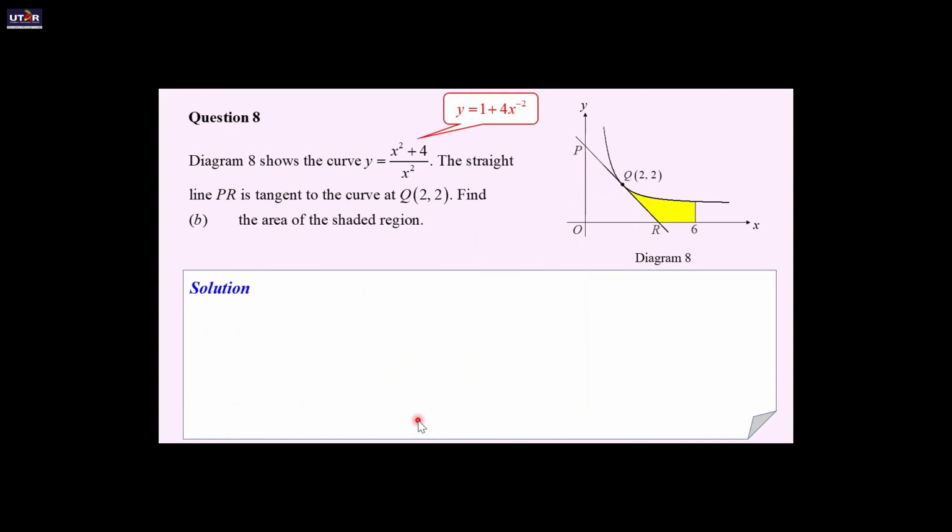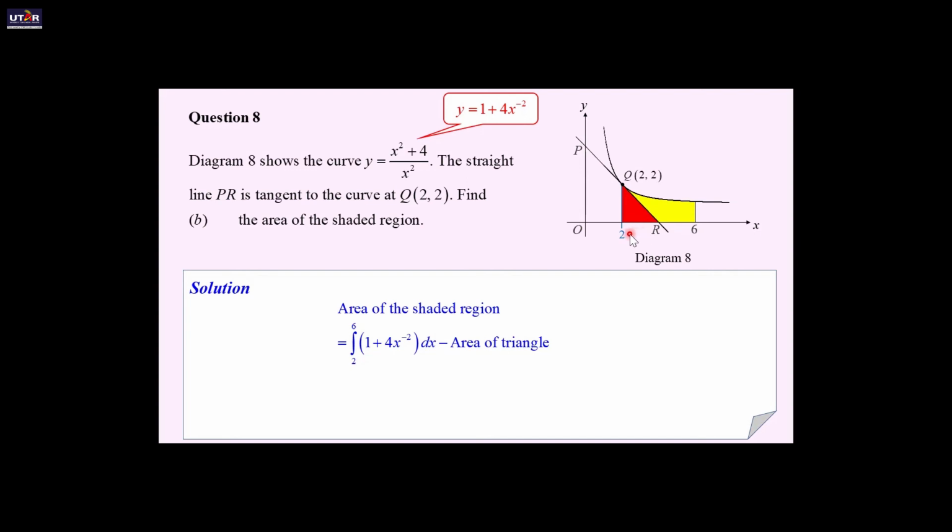Let us proceed to part B. In part B, you are asked to find the area of the shaded region, where the area of the shaded region is bounded by the curve, the straight line PR, x equal to 6, and also the x-axis. In order to obtain the area of the shaded region, I will consider the area under the graph from x equal to 2 until x equal to 6, minus the area of the triangle, where the red region is the triangle.